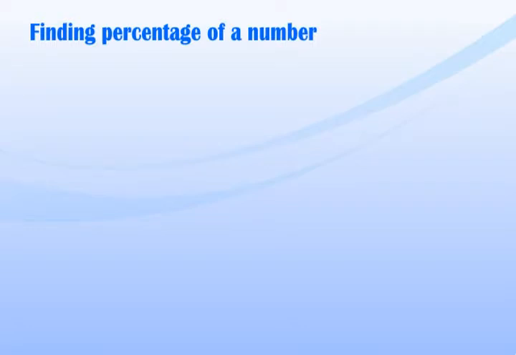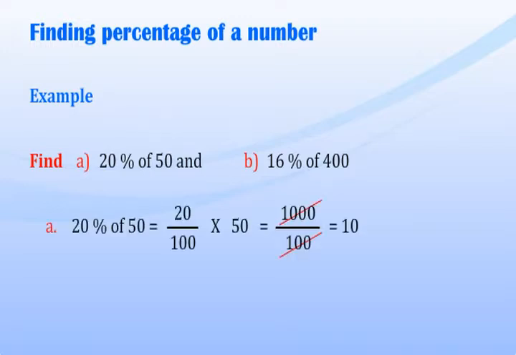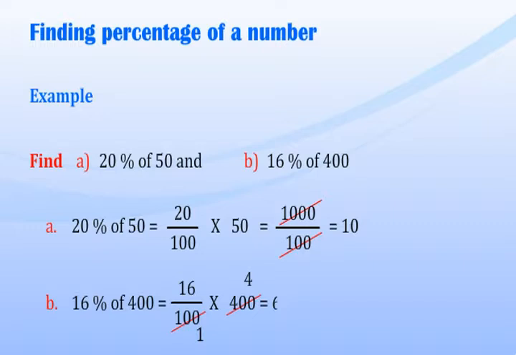Finding percentage of a number. Example, find 20% of 50 and 16% of 400. 20% of 50 is equal to 20 by 100 into 50, which is equal to 10. 16% of 400 is equal to 16 by 100 into 400, which is equal to 64.